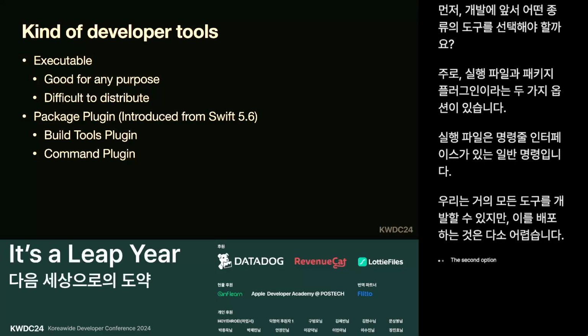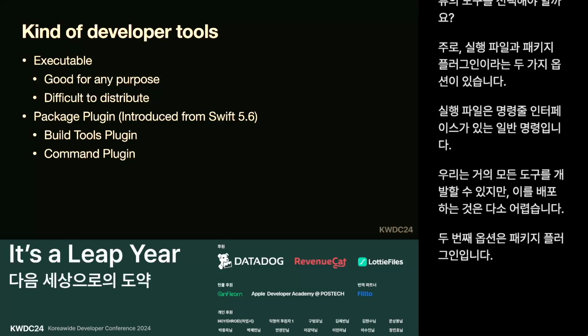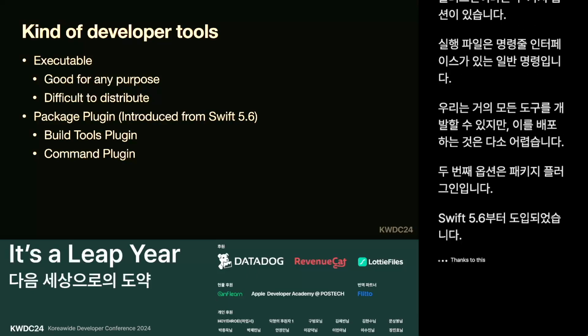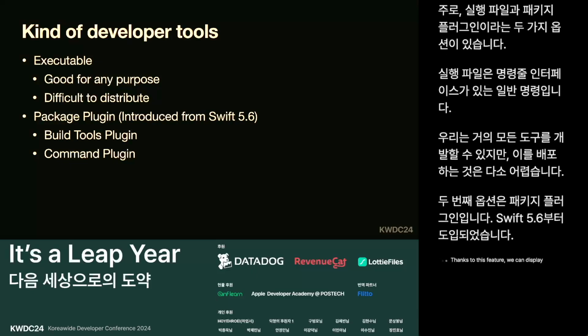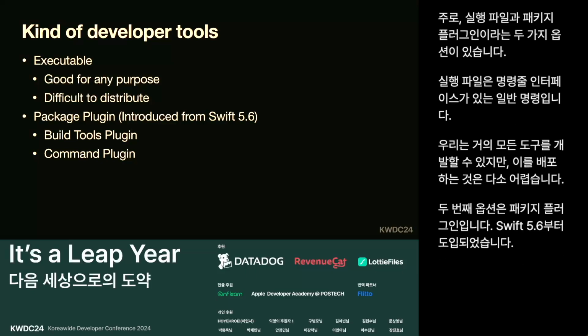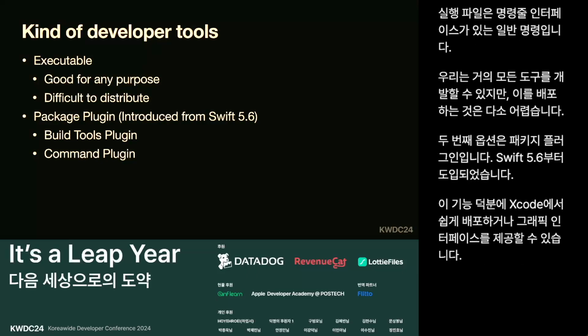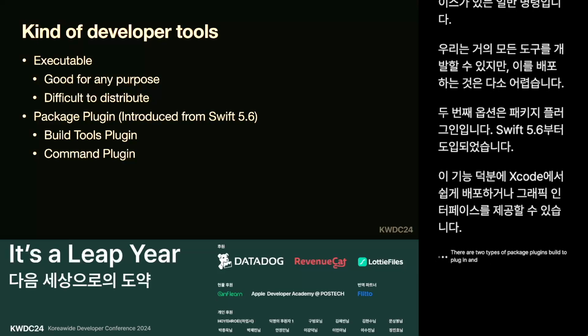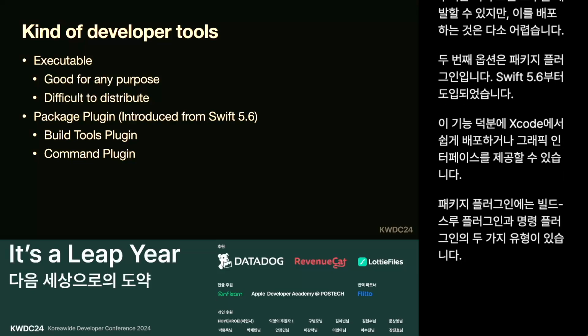The second option is package plugin. It has been introduced since Swift 5.6. Thanks to this feature, we can distribute easily or provide graphical interfaces on Xcode. There are two types of package plugins, build tool plugin and command plugin.